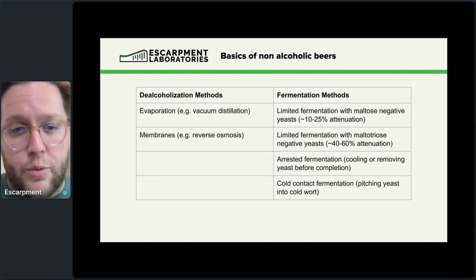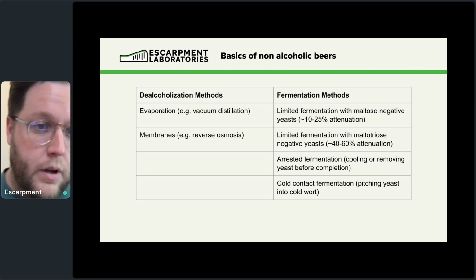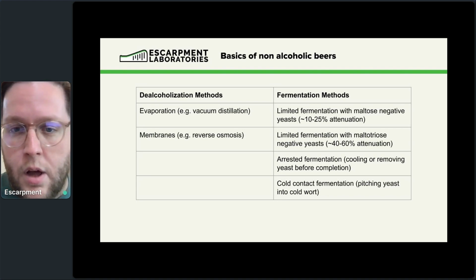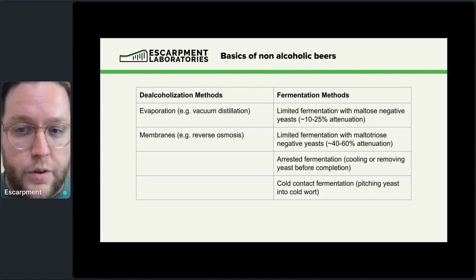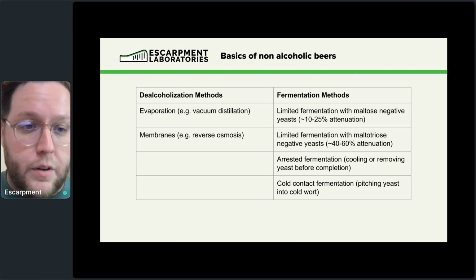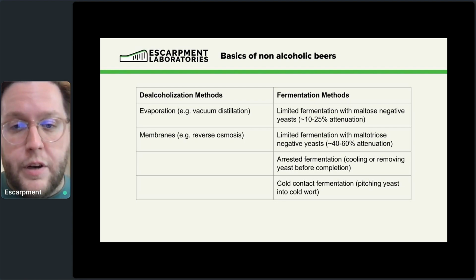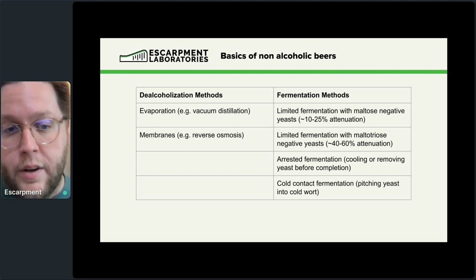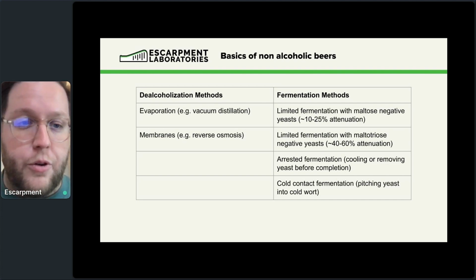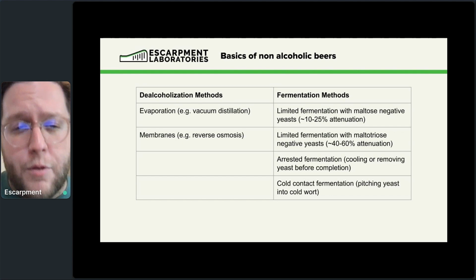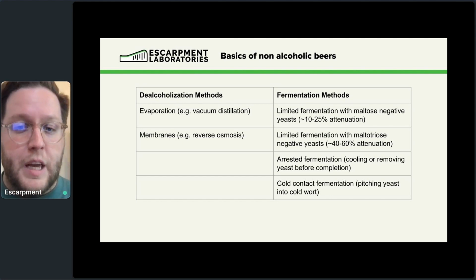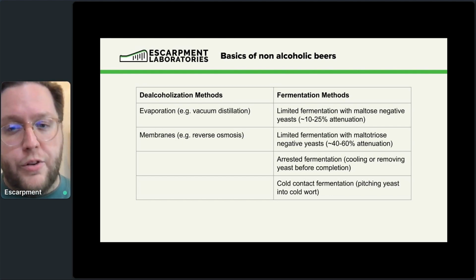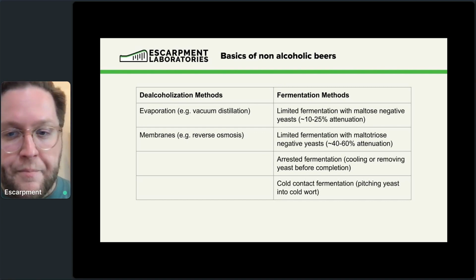So you're going to get a low 10 to 25% attenuation. That's quite common. That's been going on, especially in Europe, for quite a long time. You also have limited fermentation with maltotriose negative yeast. Maltotriose is one of the next most abundant malt sugars. Regular beer yeast can consume it, but there's some strains that don't, and you can also select other strains that don't ferment maltotriose. It's fairly common with wine fermentation strains, for example, to not be able to ferment maltotriose. So you'll get a lower attenuation than a conventional yeast.